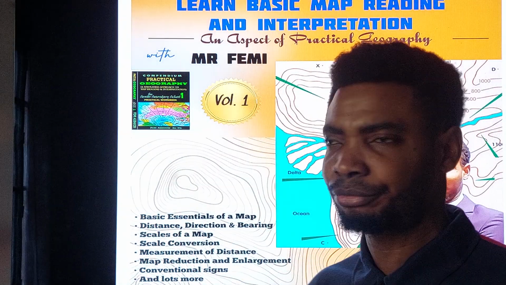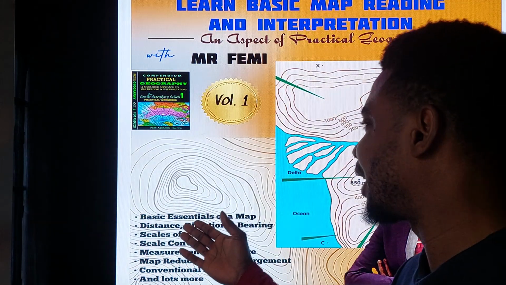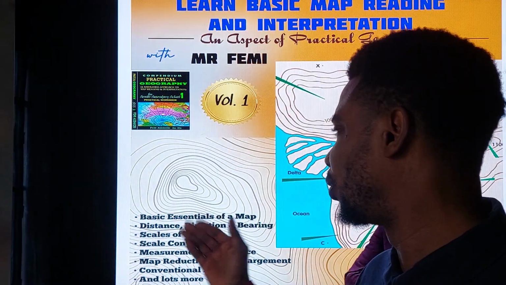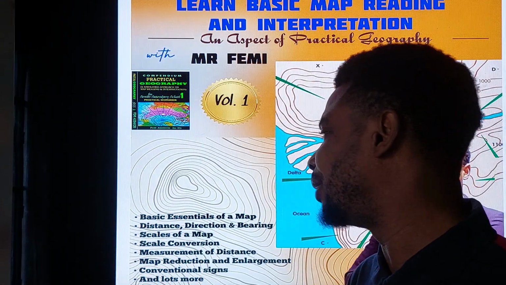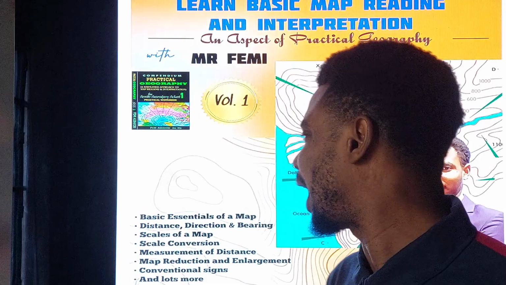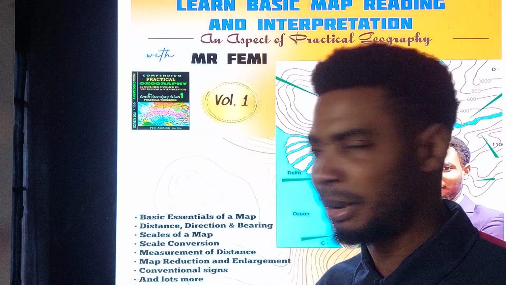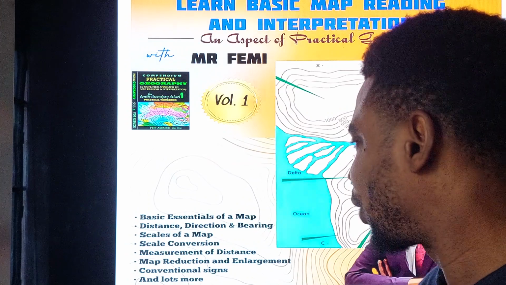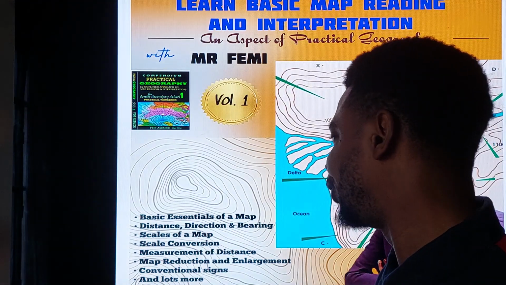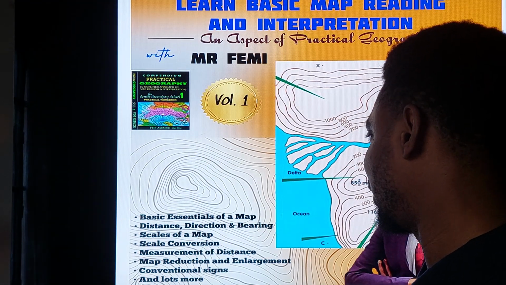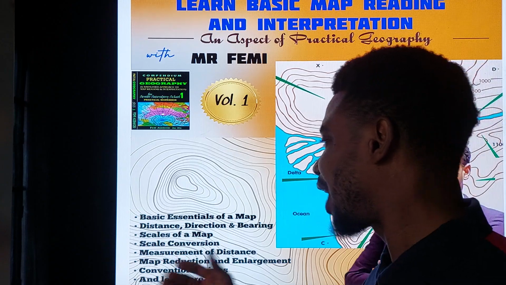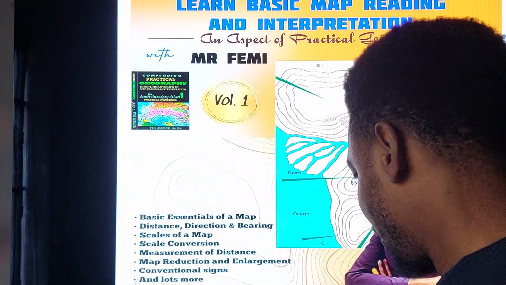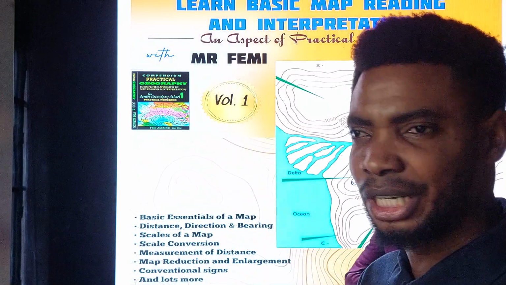Before now, we've been able to look at basic essentials of map. We've been able to look at distance, direction, and bearing. We've been able to look at scales of a map and also scale conversion. So today we want to look at measurement of distance, as well as map reduction and enlargement. Let us go.